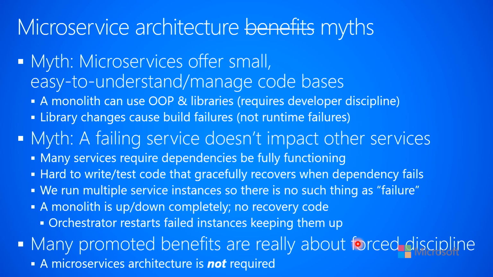And so microservices architecture maybe forces you to do this to a greater extent, but isn't strictly necessary in order to do this. We've had ways of doing this for many decades now. So as I say on the slide here, a monolith can use object-oriented programming, or it could split things up into libraries and just take a dependency on a bunch of libraries. And really all that this requires is developer discipline. It does not require a microservices architecture.